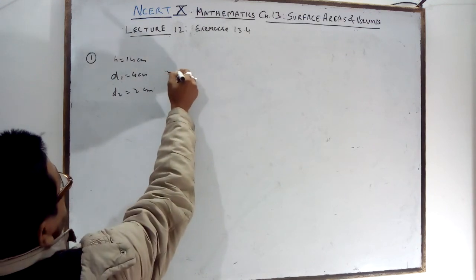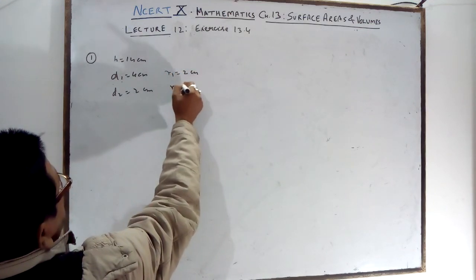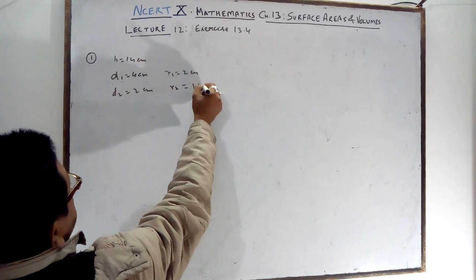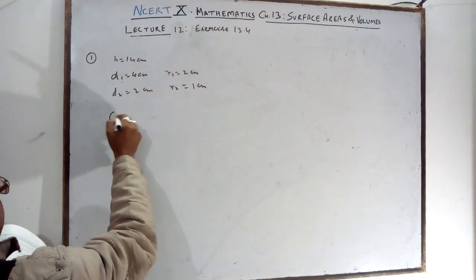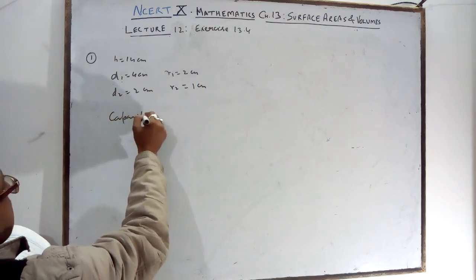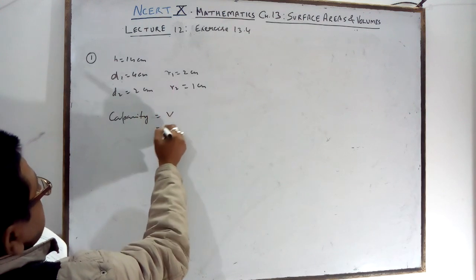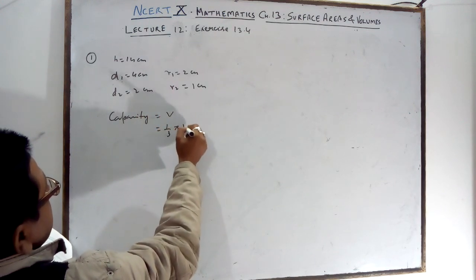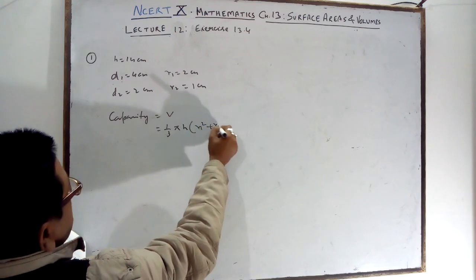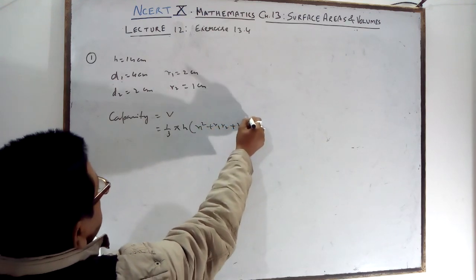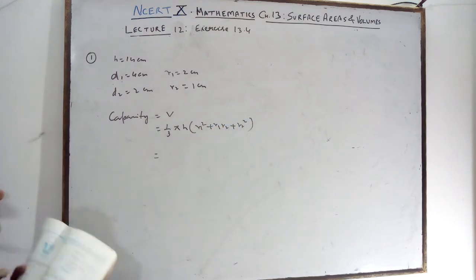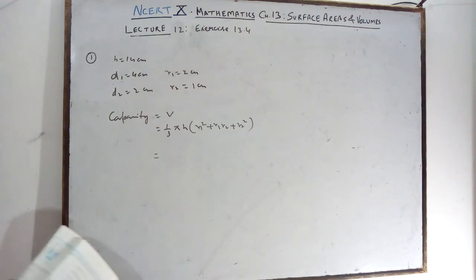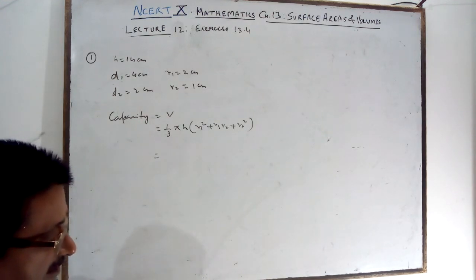So R1 is equal to 2 centimeter, R2 is equal to 1 centimeter. Capacity means volume, that is 1 by 3 pi h (R1 square plus R1 R2 plus R2 square). Put the values, what is given for R1, R2 and h, and you will get the answer of capacity.